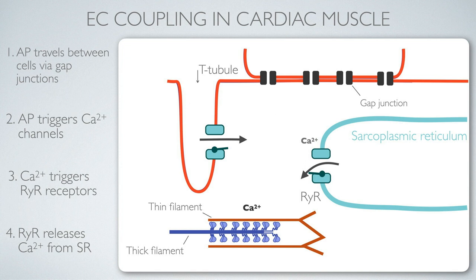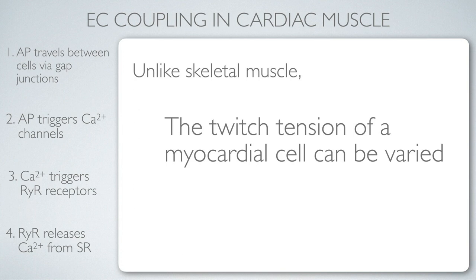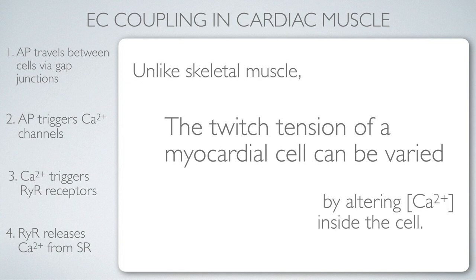Now, another difference between skeletal and cardiac muscle is that the twitch tension can vary in cardiac muscle. Skeletal muscle is conserved. You've got essentially a fixed unit of force in skeletal muscle, whereas the amount of tension in a cardiac muscle can vary. Cardiac muscle cells are also called myocardial contractile cells. The twitch tension of a myocardial cell can be varied, and that's achieved by a variable concentration of calcium. Within a twitch, you can have different levels of calcium inside the cell. The mechanism that creates that variable calcium, we're going to get to later. All I want you to know is that this is one important difference between cardiac muscle and skeletal muscle.